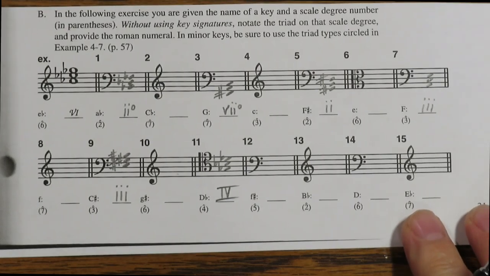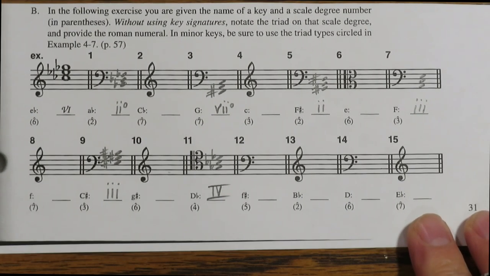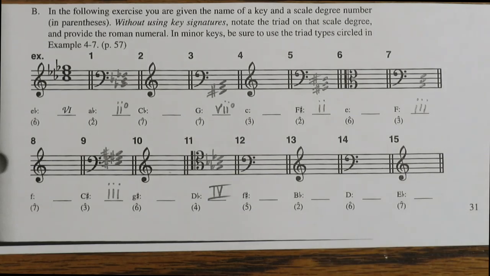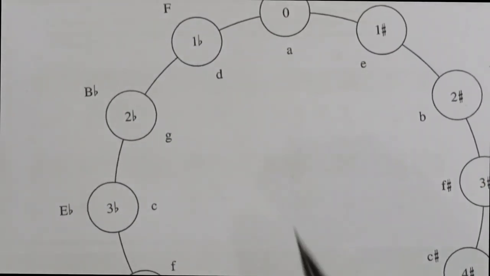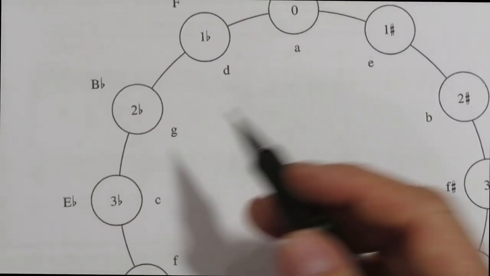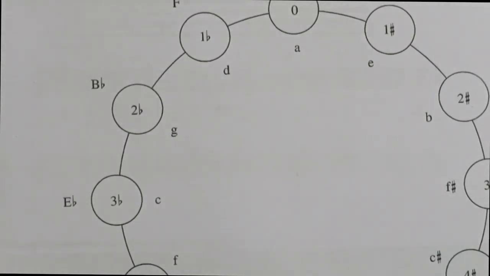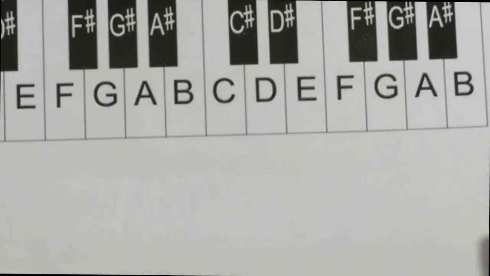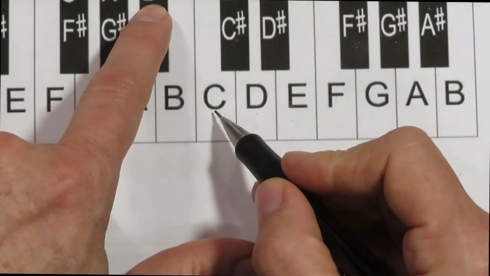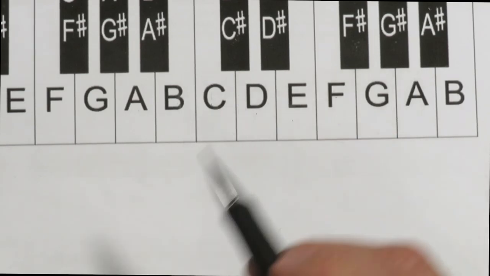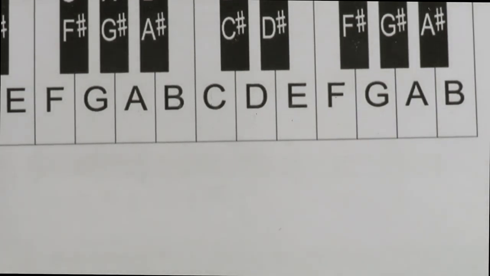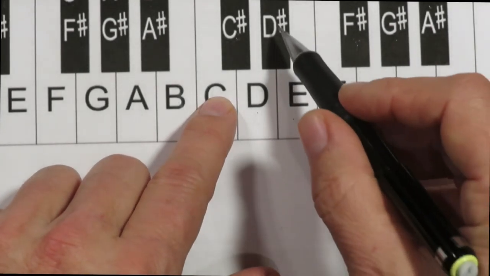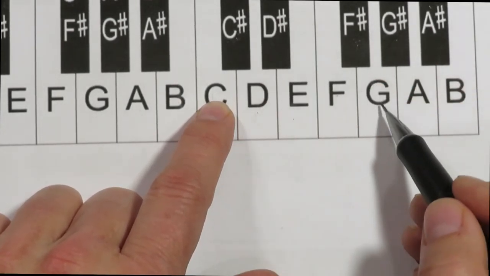Alright. Number 13. B flat major, the two chord. Okay. So B flat major has two flats. So they're going to be B flat and E flat. And we want to build a chord off of the second scale degree. So B flat to C, all right? And a two chord in major is minor, right? So we're going to want to build a C minor triad, C, E flat, G.